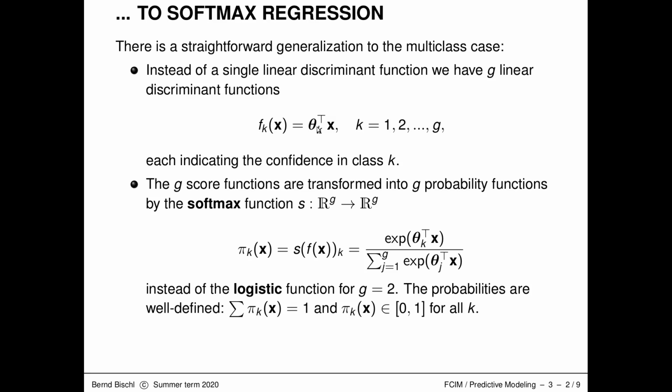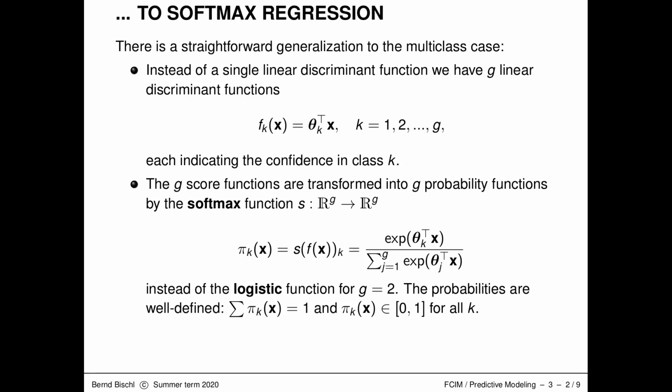So now I don't have a single p-dimensional theta parameter vector. I should probably say p plus 1, because I'm including the intercept in the parameterization. I have G of these vectors. Each of these functions fk for a certain x encodes the confidence in class k, and they all go from minus infinity to plus infinity.